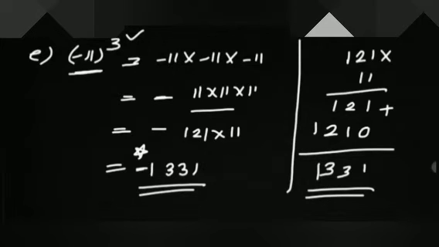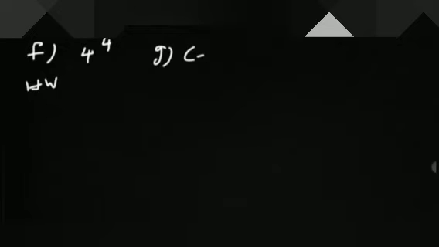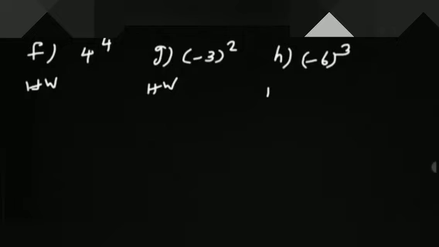Very good. Now, can we note down the homeworks from this session? F and G are homeworks. Please note down. F, 4 raised to 4. G, minus 3 raised to 2. H, minus 6 raised to 3. 3 homeworks are there. Please try to do today itself.